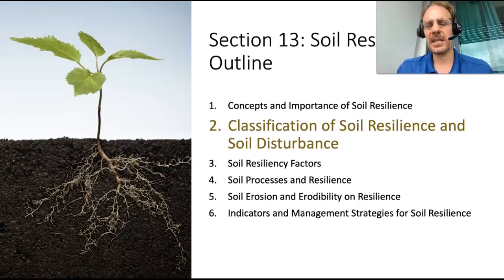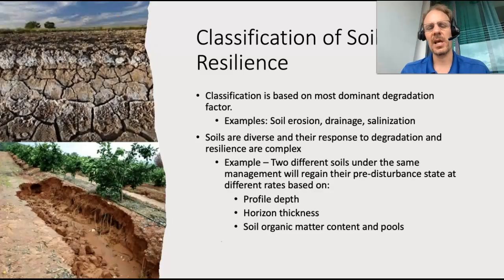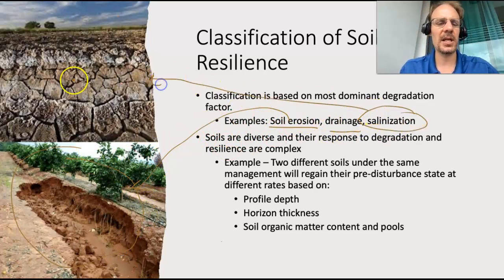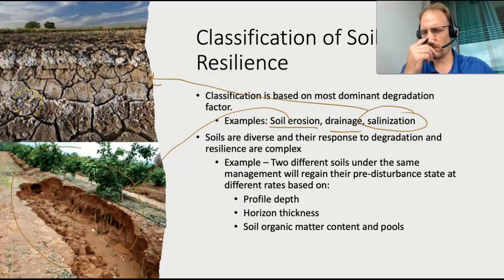Okay, let's begin today's video lecture by talking about a classification of soil resilience. A classification of soil resilience is going to be based on the type of degradation that occurs. What is the type of degradation? Such as soil erosion, which we see here, and drainage, and then also salinization is another one, and we have some soil salinization here. You can see that by looking at the salt that's accumulating on the surface. And so that is one way we can classify it.